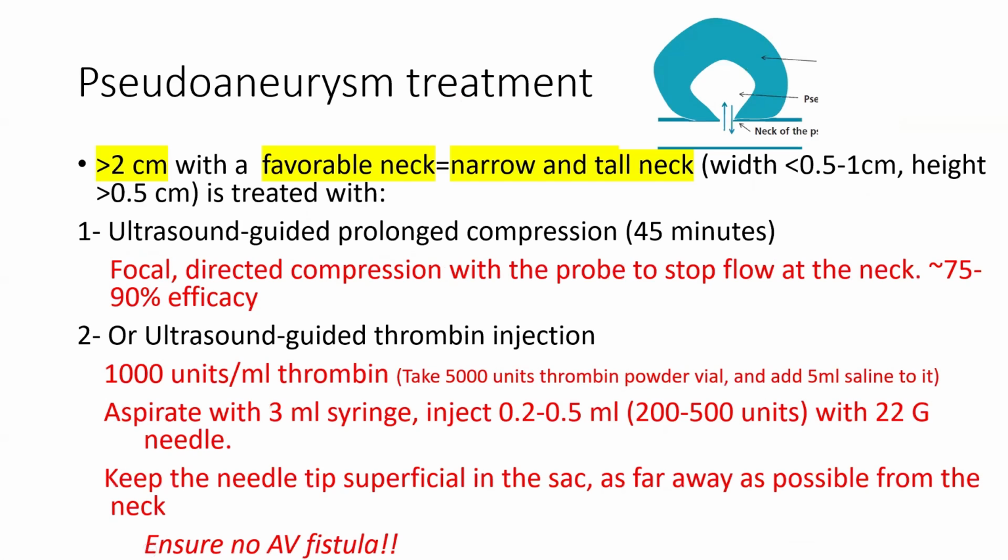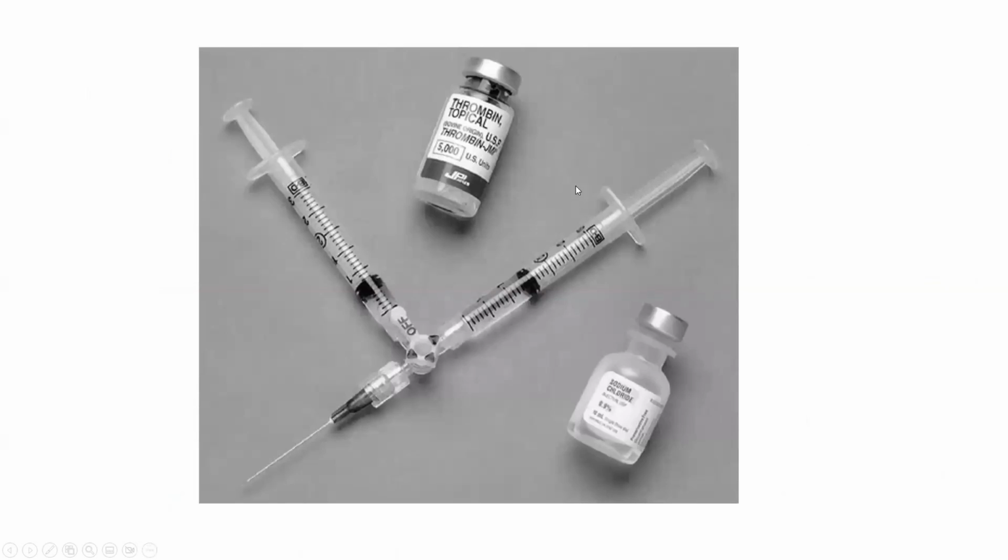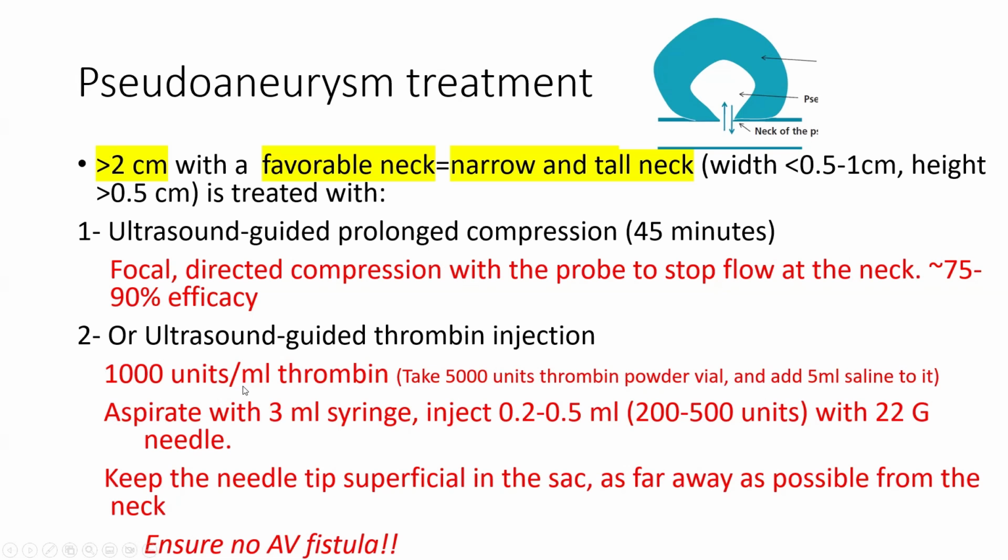The problem is that it can be hurtful to the wrist of the operator, whether the doctor or the technician doing it, especially in large obese patients. But that's an efficacious treatment. Another treatment is ultrasound-guided thrombin injection. And this is how it's usually done. You create 1,000 units per milliliter of thrombin. So you can take a thrombin vial, a powder vial of 5,000 units. You add 5 milliliters of saline to it. You now have 1,000 units per milliliter.